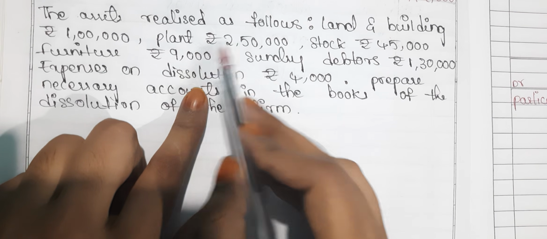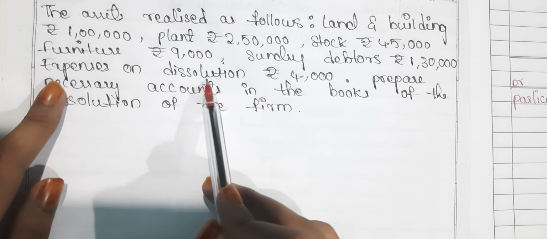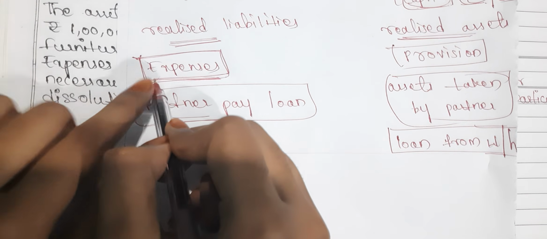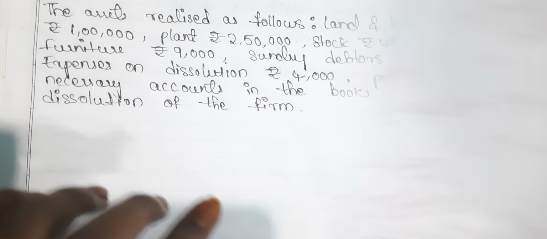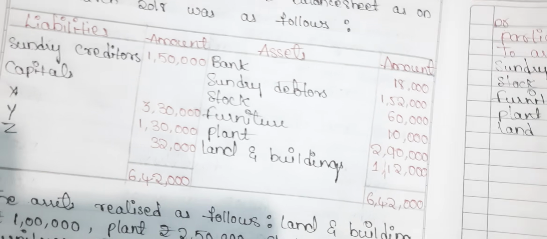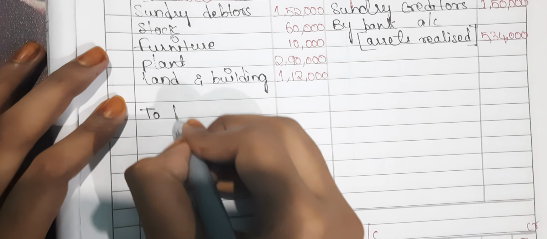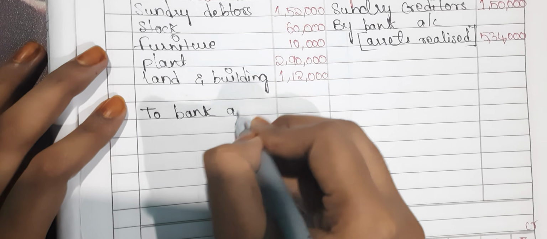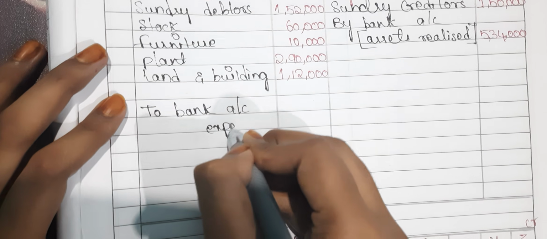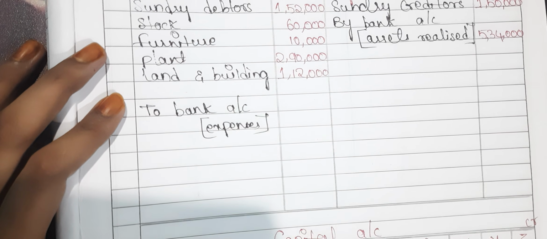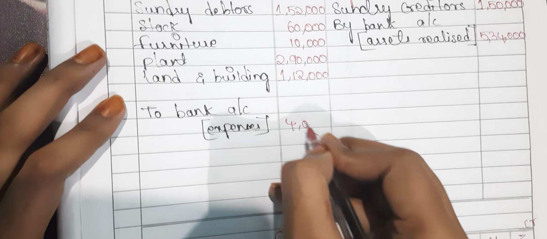Now next, what is it? Do we have any liabilities? No, we have expenses on dissolution. Where should you take expenses? I said you should take them in the debit side, right? Expenses should be taken in the debit side. So you will be taking expenses by expenses. Debit side means to bank account. What are these? These are expenses. Okay, how much is it? It is 4,000. So take the amount 4,000.